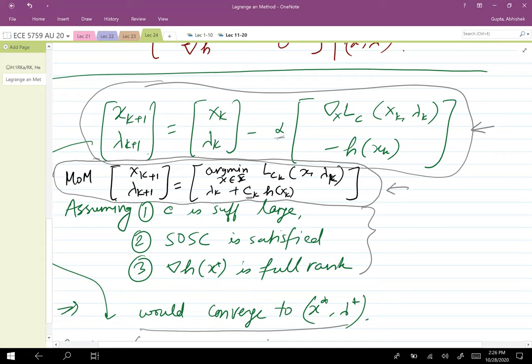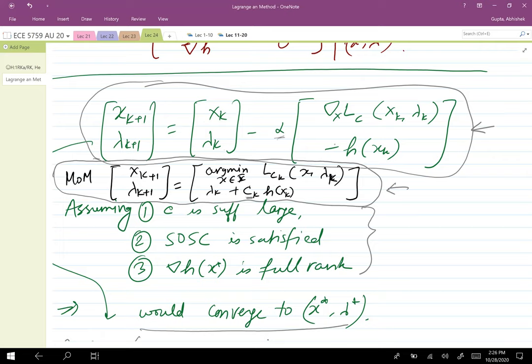Okay. Yeah. Did we give this one a particular name? No, it doesn't have a particular name in the book. It's just the augmented Lagrangian way of doing updates. It doesn't have a specific name in the book. Okay. Yeah. Thanks.